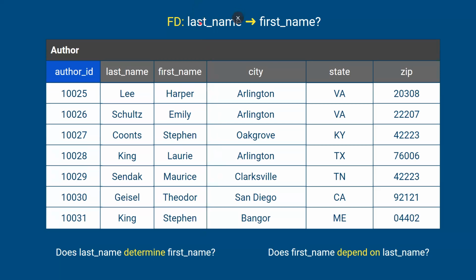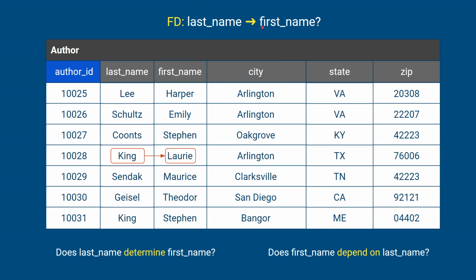By the way, does last name determine first name? In this case, last name is referred to as the determinant. Does first name depend on last name? This one is the dependent. We have those two terms. The determinant is the one that infers what the other value is in a functional dependency. And the one where you say there can only be one value for that is the dependent.